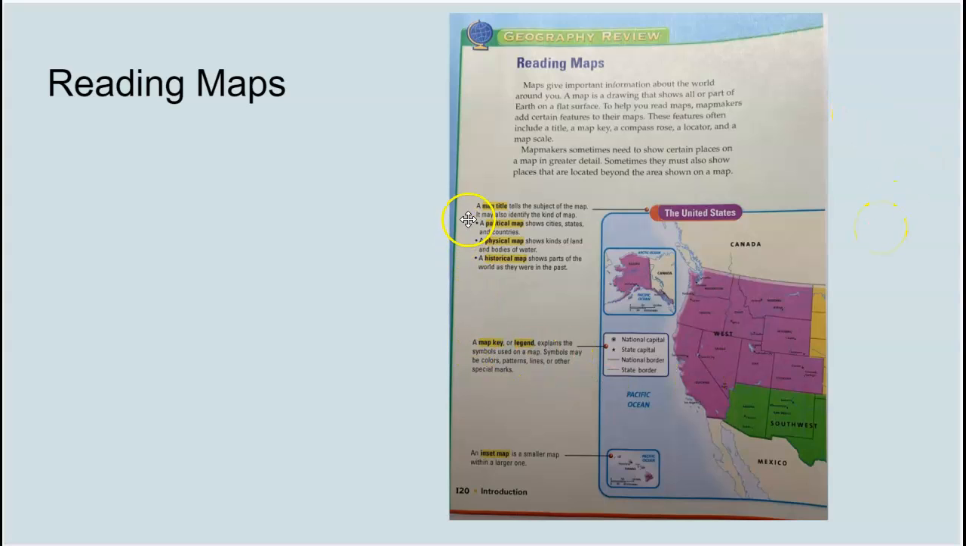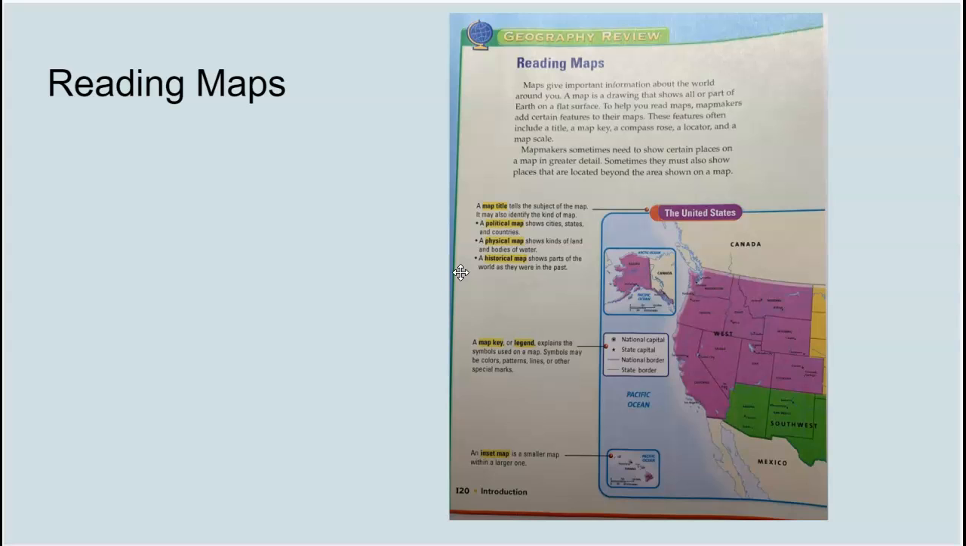So I'm looking on the left-hand side, and I'm also noticing that when a word or words are in bold and highlighted yellow, they're probably very important. A map title tells the subject of the map. And here's the map title. So this is a map of the United States. A political map shows cities, states, and countries. A physical map shows kinds of land and bodies of water. A historical map shows parts of the world as they were in the past.